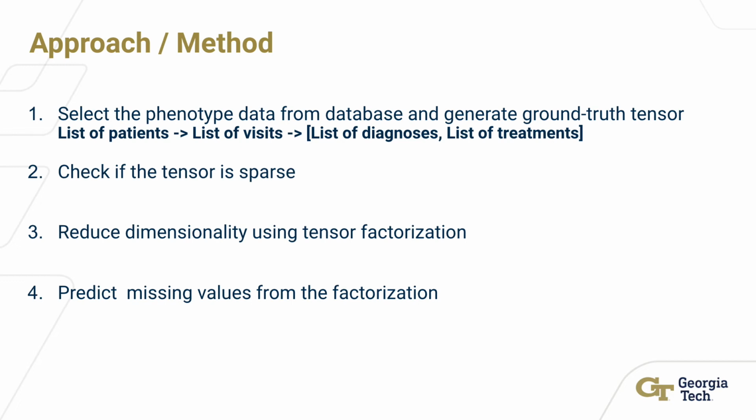Our approach consists of two parts. We will first find and apply a state-of-the-art tensor factorization on a phenotype. We will then predict the missing values from the factorization. In the first part, we implement a sparse PARAFAC2, which is a multimodal parallel factor analysis model, and benchmark this against COPA, which is a constrained PARAFAC2 for sparse and large datasets. We do this by selecting the phenotype data from the database to generate the ground truth tensor.